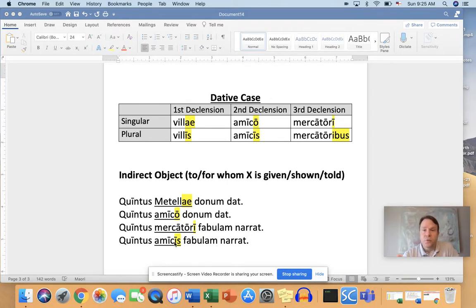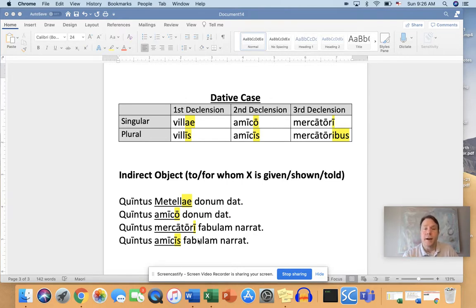So it's to or for whom you're going to give something, you're going to show something, or you're going to tell something. I should also say that in English, we have two different ways of saying this. I could say in this first example, Quintus gives a gift to Metella, but I think too, we also say Quintus gives Metella a gift. So that's fine too. Quintus gives his friend a gift. Quintus tells the merchant a story. Quintus tells his friends a story. Either one is fine, but I tend to, especially when we're talking about Latin 1, Latin 2, I try to use that "to" or "for" a lot just to really kind of hammer that point home.